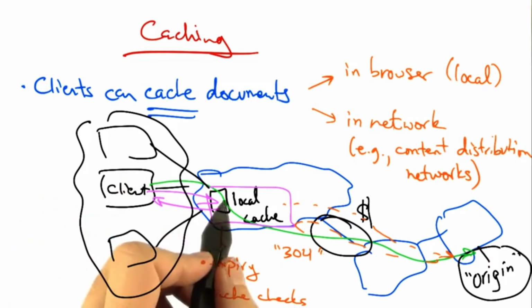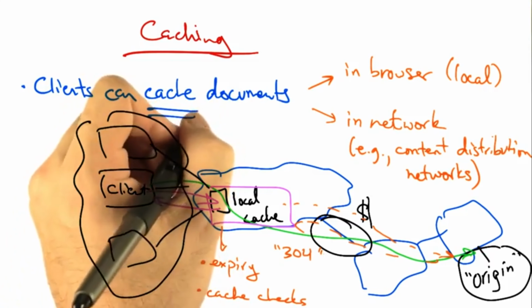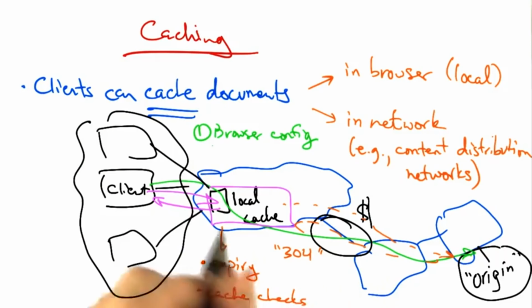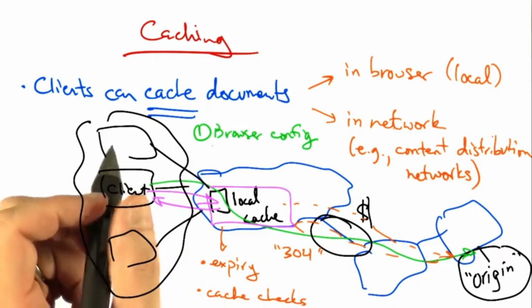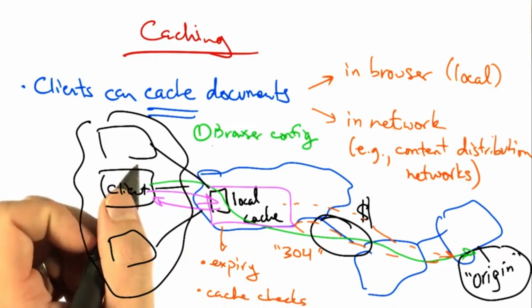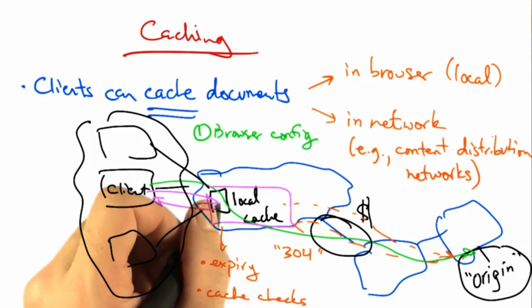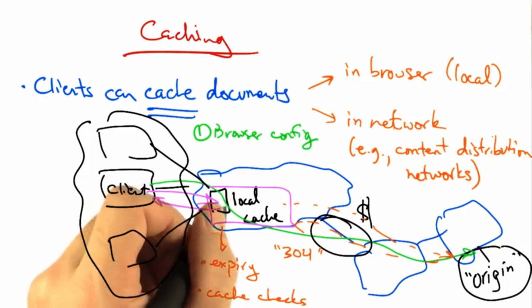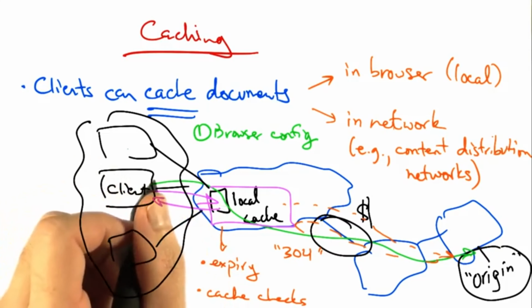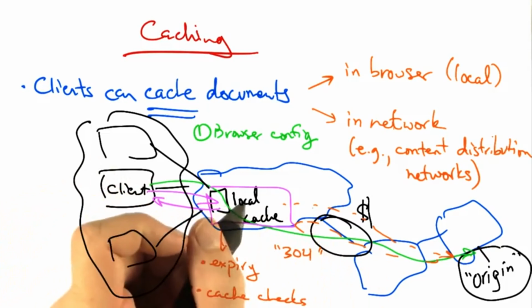Clients can be directed to a cache in multiple ways. One is with browser configuration. So you can open your browser and explicitly configure the browser to point to a local cache so that all HTTP requests first are directed through the local cache before the request is forwarded to the origin.